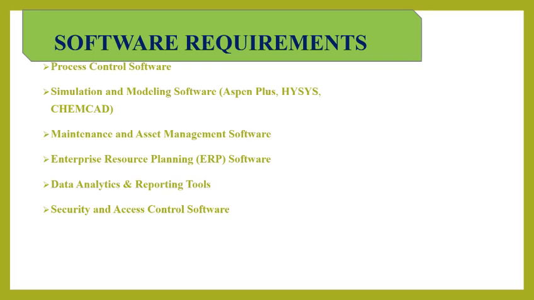Okay, next slide, we are on the software requirements. One, we have the process control software, where we have the SCADA, the supervisory control and data acquisition, and the DCS, the distributed control system. Two, the simulation and modeling software, where we have Aspen Plus and ChemCAD. Three, we have maintenance and asset management software. We have the CMMS, the computerized maintenance management system. We have data analytics and reporting, and security and access control software. If you want to get more about these software requirements, you can get them from our Word documents.